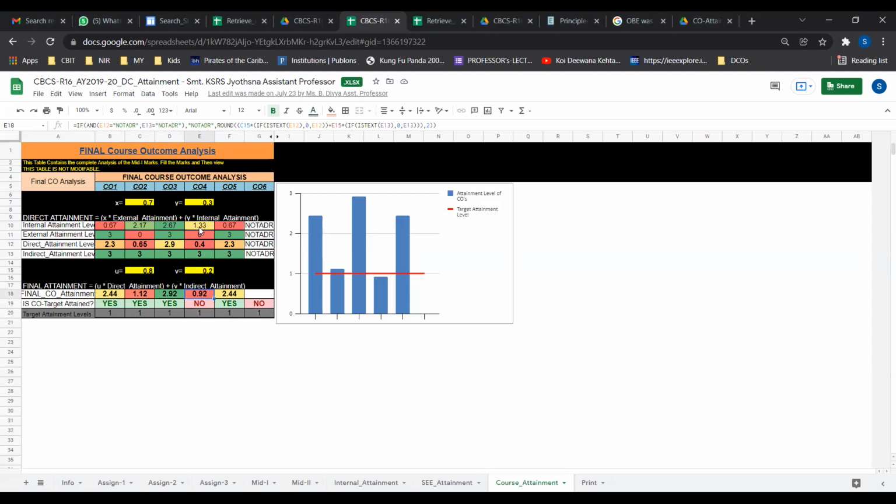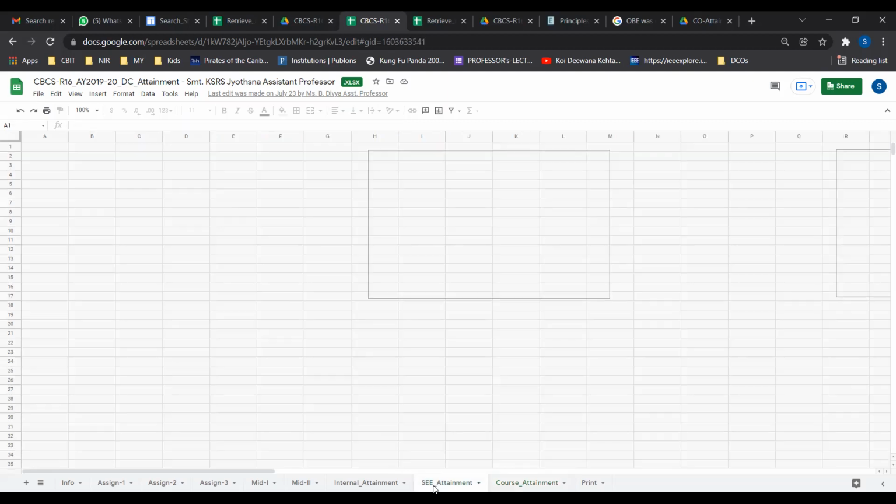You can see the internal attainment for this particular CO4 was 1.33 in this course, and the external attainment was 0. So that led to a lesser value of CO4 attainment. I would like to know what is the reason it got 0. So for that, I can go into the semester end sheet.